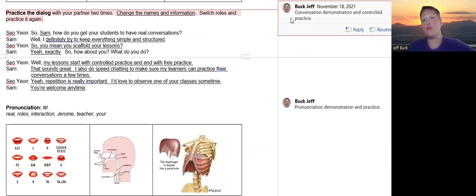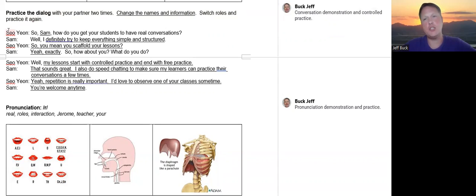All right, and then we go to the dialogue. So this is a conversation demonstration and controlled practice. So again, we use choral response either as an entire class, they look, listen, and repeat, or I divide the class into two parts. And a lot of my students have trouble speaking English loudly. So it's good to divide the class into two parts and make it a competition as to which group can speak more loudly, just to get them used to speaking loudly.